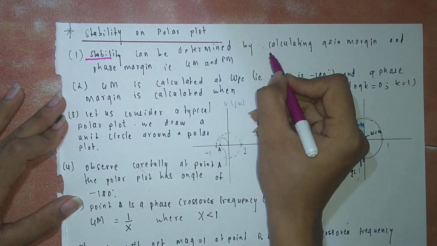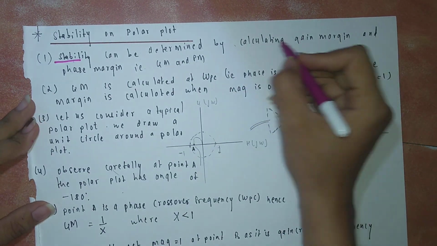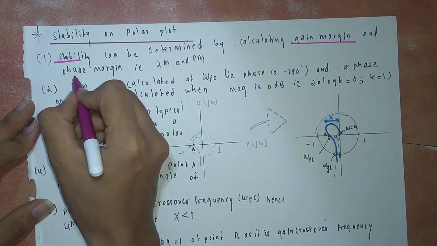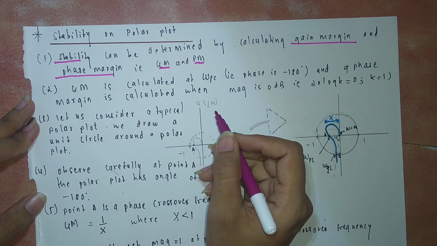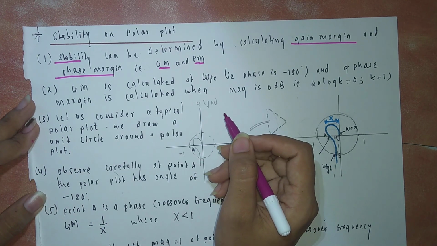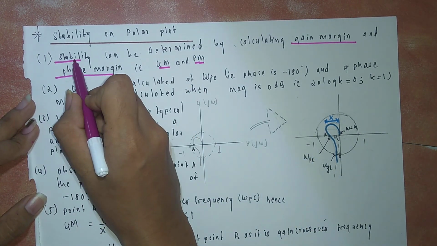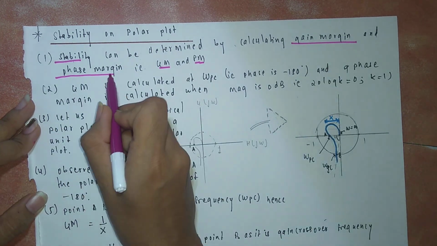Stability can be determined by calculating gain margin and phase margin, that is GM is gain margin and phase margin. Okay, you know this stability, this is the method how you calculate stability. So stability you can only determine from gain margin and phase margin.